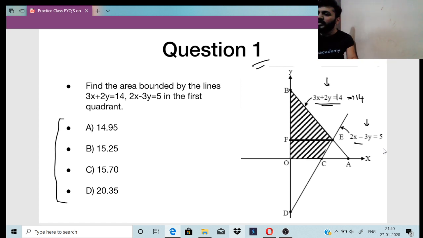Pranav is already ready with the answer. He has given it as B, 15.25, right? I will give you guys another hint. What is this basically? A triangle, right? So how will you find out the area here? There are two triangles. You have to subtract one triangle from the other triangle. Then only you will get the area bounded by these two lines. I gave you guys a trick also. So tell me the right answer now.